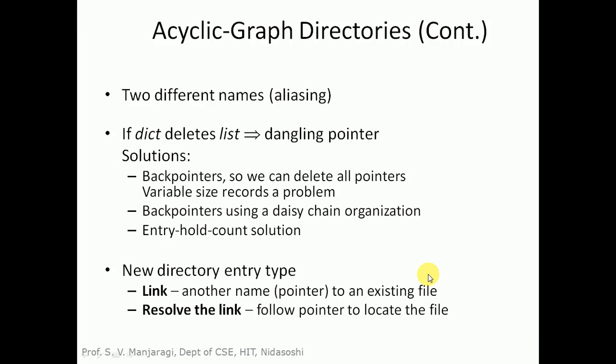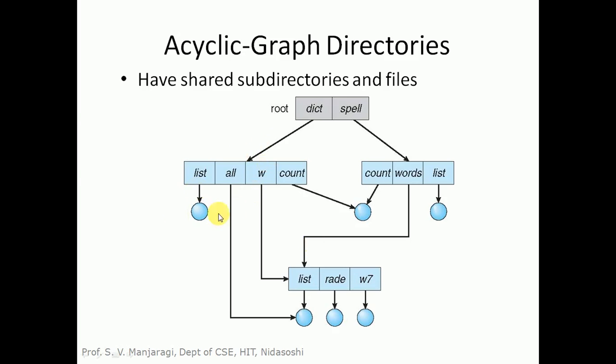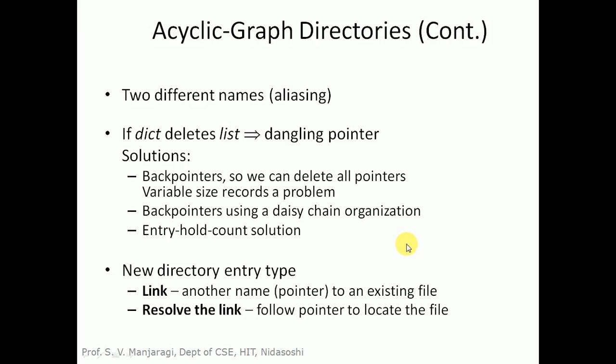Now let us see how to avoid this dangling pointer. We can have back pointers, so that we can delete all pointers. The variable size record problem can be solved. It means from this we can have a back pointer to the root node or its parent node. That is how we can solve the dangling pointers. And back pointers can use a daisy chain organization. So we can use a technique called daisy chain through back pointers.